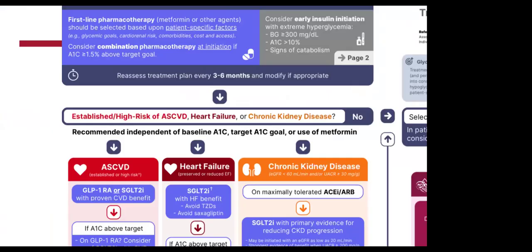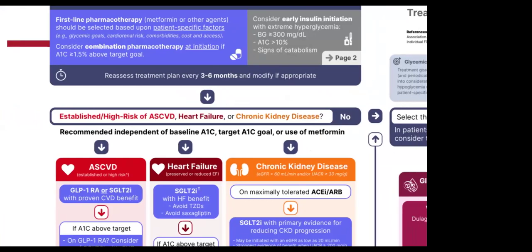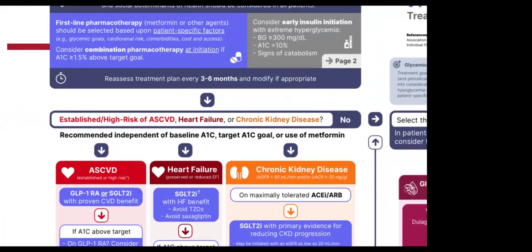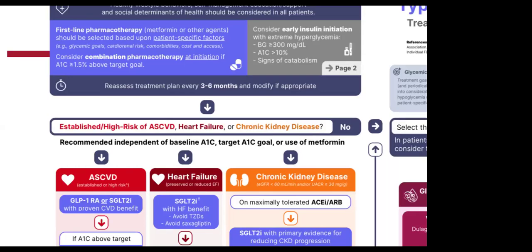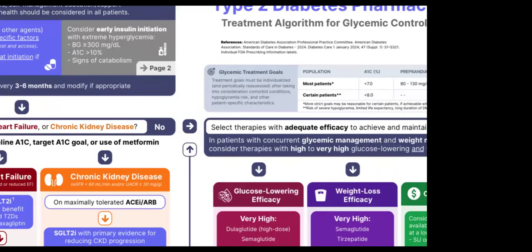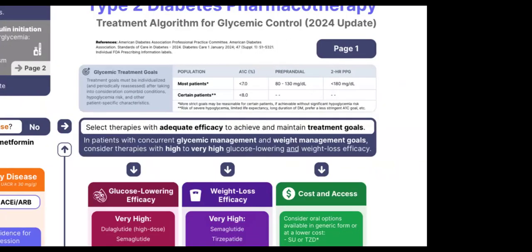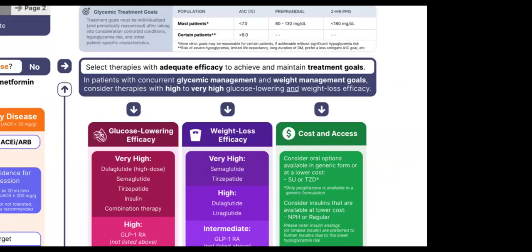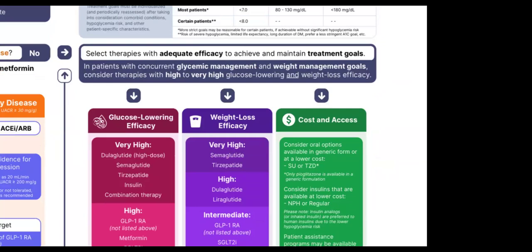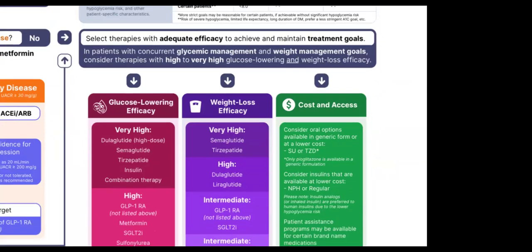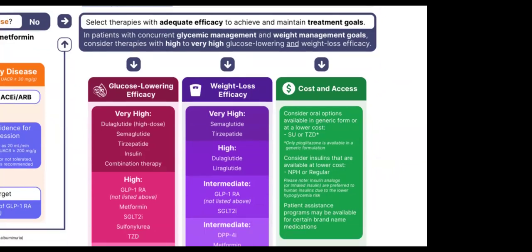Okay, so if the patient does not have any of those comorbid conditions, then now you select therapies with adequate efficacy and those that will help you maintain the treatment goals. Okay, so this is just things you need to consider. You need to consider the cost of the drug. You also need to consider if they are effective in weight loss, and then also their efficacy in lowering the glucose.